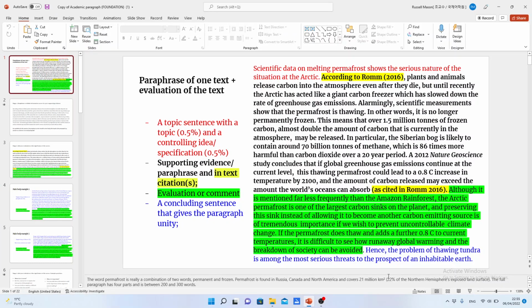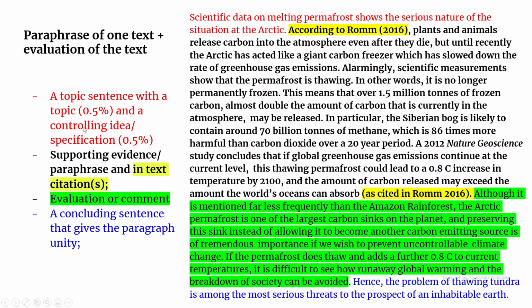Okay, so let's continue our look at academic paragraph writing. We can begin by reviewing what we talked about in the previous classes. So let's quickly look again at the academic paragraph structure. The completed academic paragraph will have four parts.